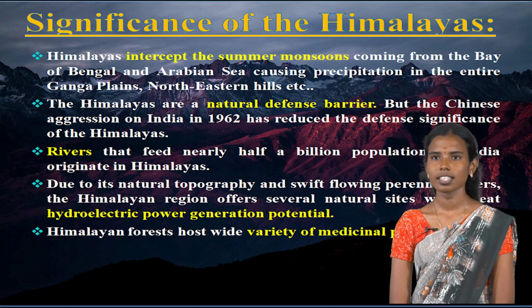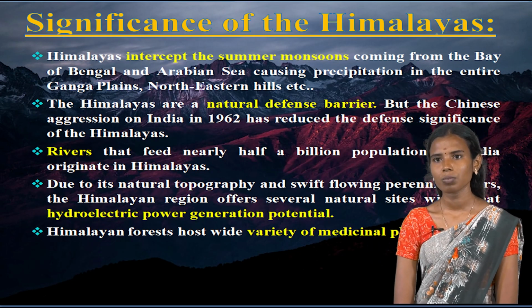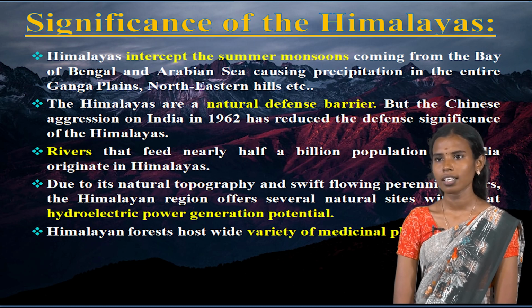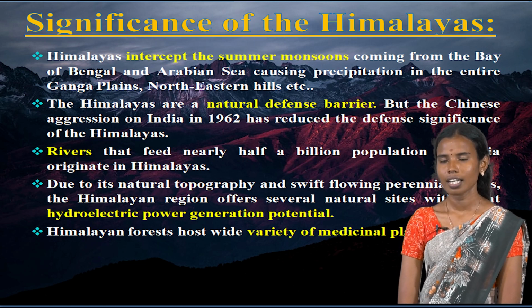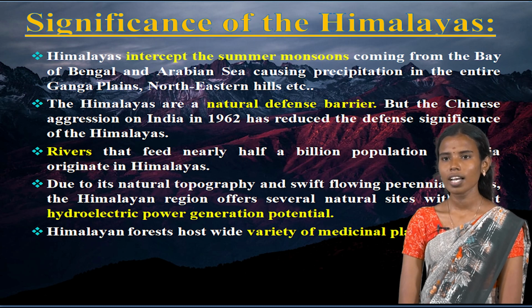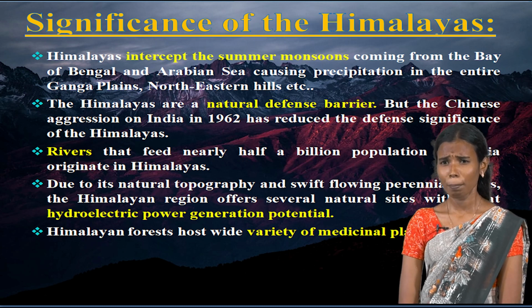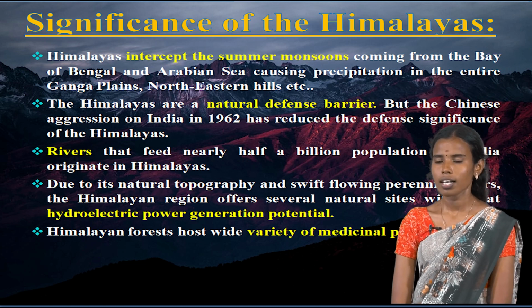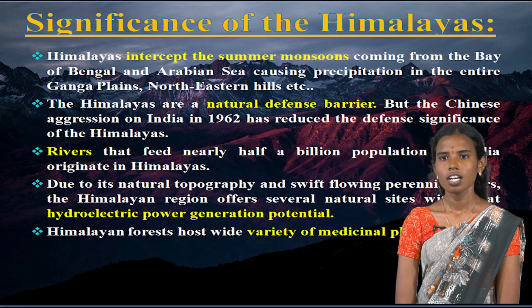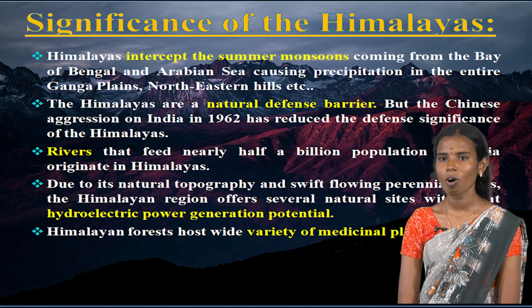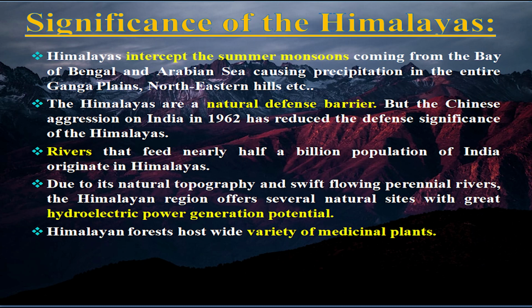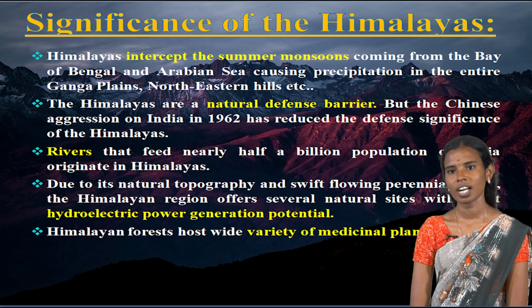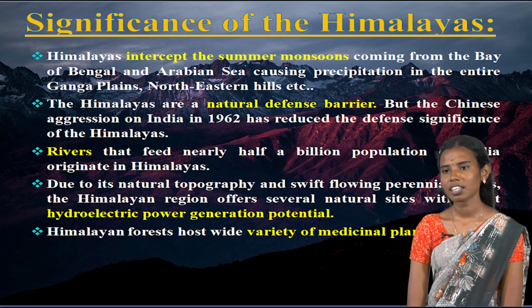Next, the significance, that is the uses of the Himalayas. The Himalayas intercept the summer monsoon coming from the Bay of Bengal and the Arabian Sea, causing precipitation in the entire Ganga plain and the northeastern hills, which makes this area fertile. The Himalaya is a natural defense barrier, but the Chinese aggression on India in 1962 has reduced the defense significance of the Himalayas. Rivers that feed nearly 500 million population of India originate in the Himalayan region. Due to its natural topography and flowing perennial rivers, the Himalayan region offers several natural sites with great hydroelectric power generation potential, and Himalayan forests host a wide variety of medicinal plants.